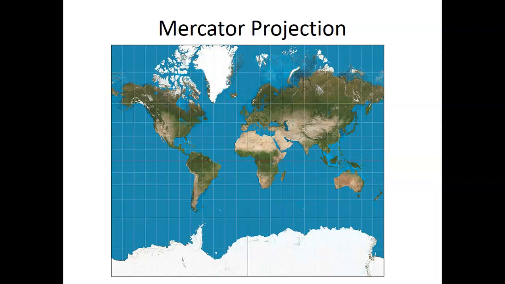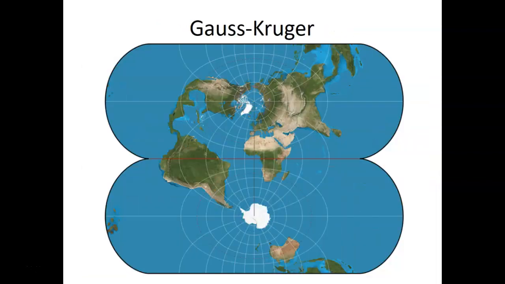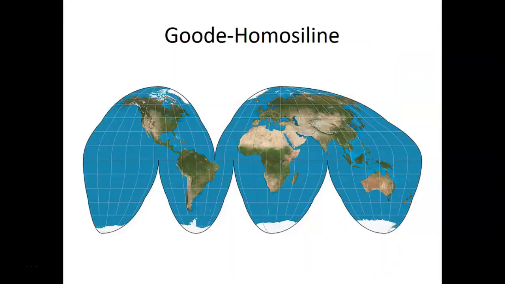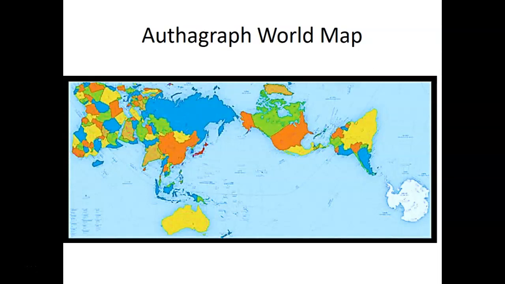Again, you go back, you can take a look at Mercator, Gall-Peters, Gauss-Kruger, Goode Homolosine, the Wagner 4 map, and the Orthograph. These are different attempts of people to try to lay the world on a flat piece of paper.